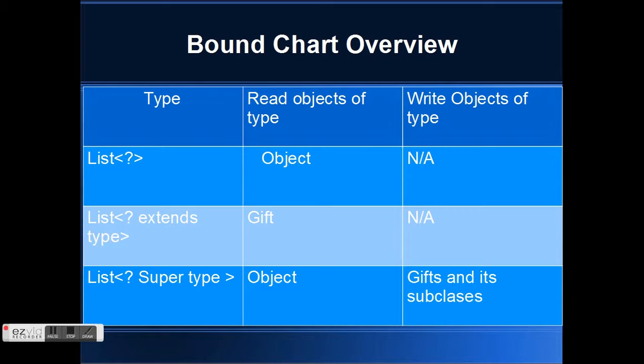Extends can only read the object. You can read the object it's assigned to, but it cannot write the object it's assigned to. And List with a question mark, unbound, can just read the object.